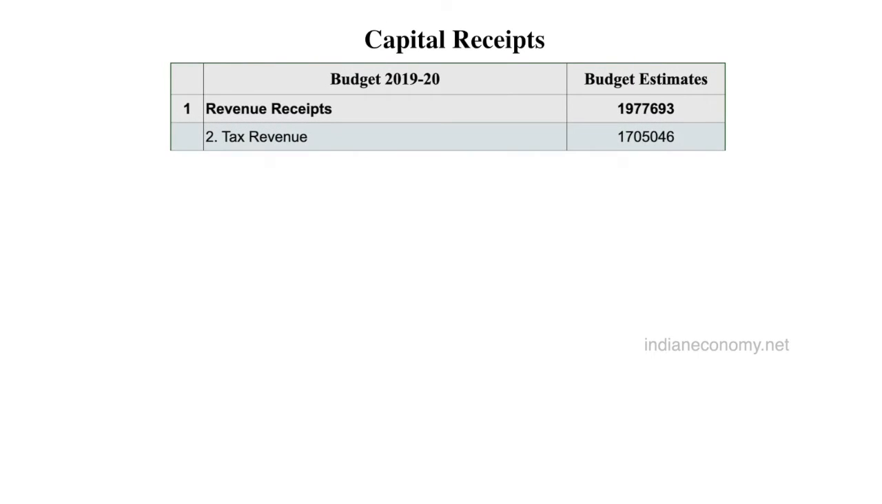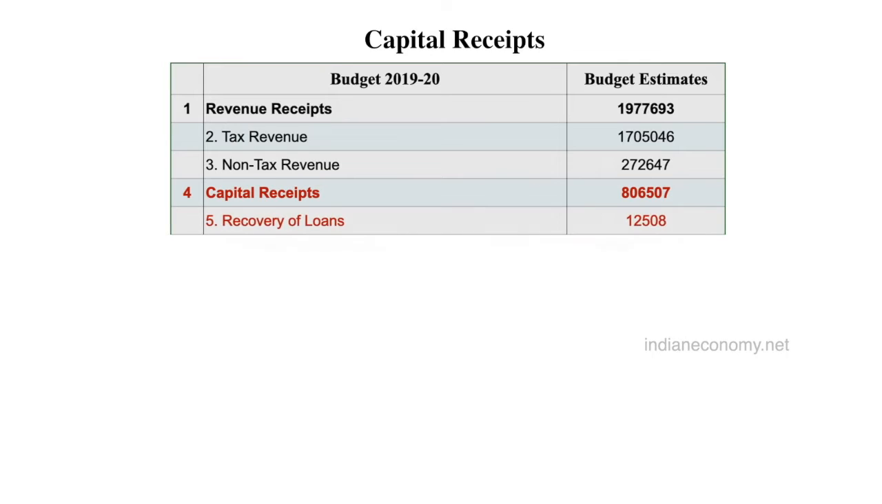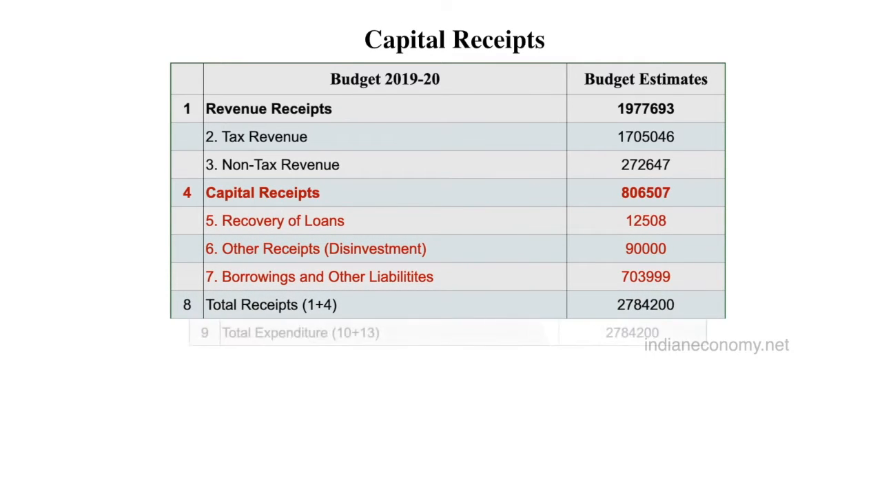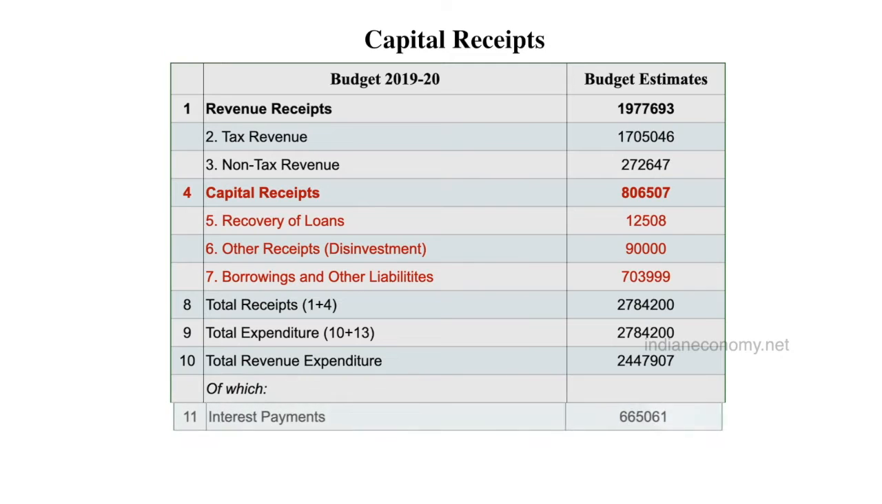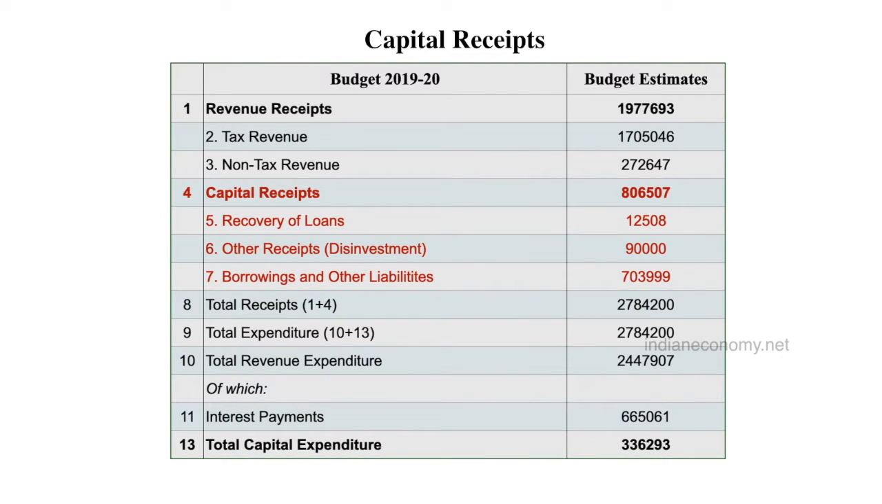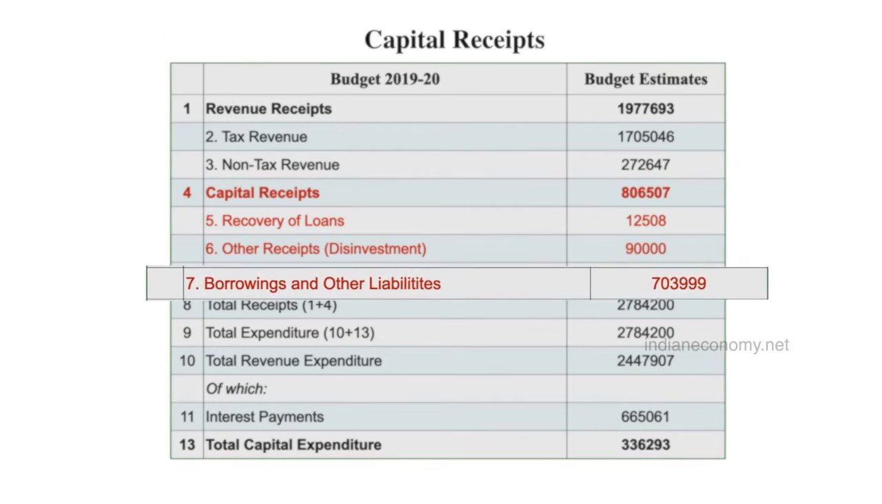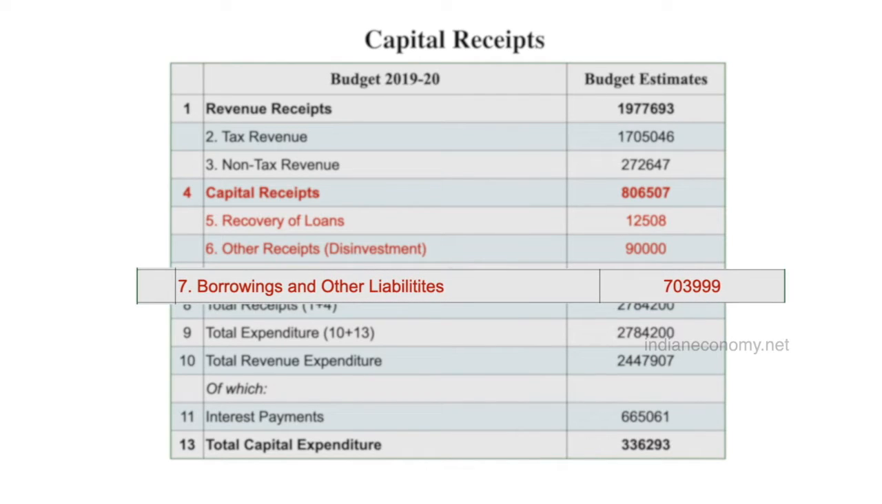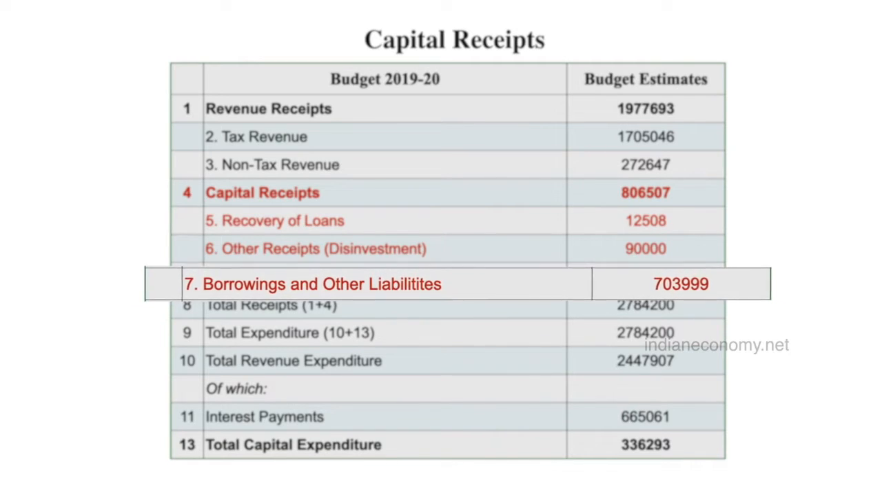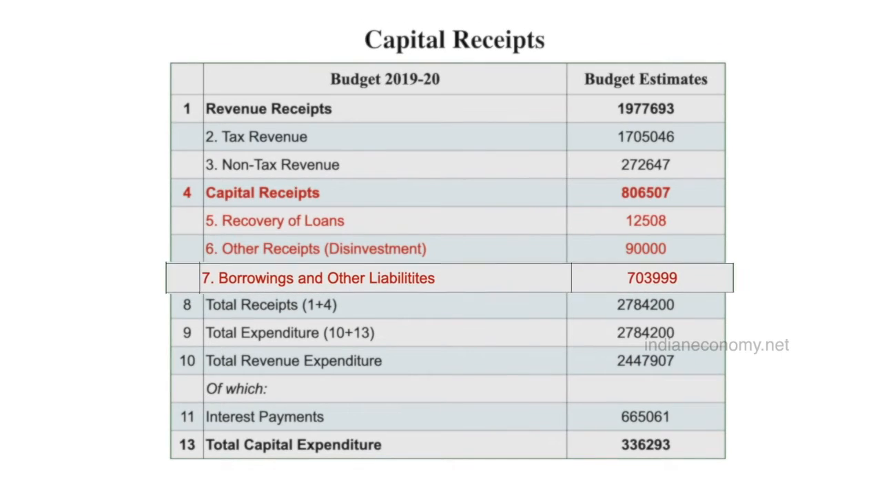And we saw that capital receipts are of three types. Items number 5, 6 and 7 show these three different components. So remember, capital receipts are of three types: recoveries of loan, other receipts, and borrowing and other liabilities. Of the capital receipts, the most important one is the borrowing and other liabilities. That is around 7,03,999 crores rupees, or around 25% of the government's total receipts. Remember, borrowing is around 25% of the total government receipts, or the government is financing 25% of its expenditure through borrowing. That is the message of item number 7.